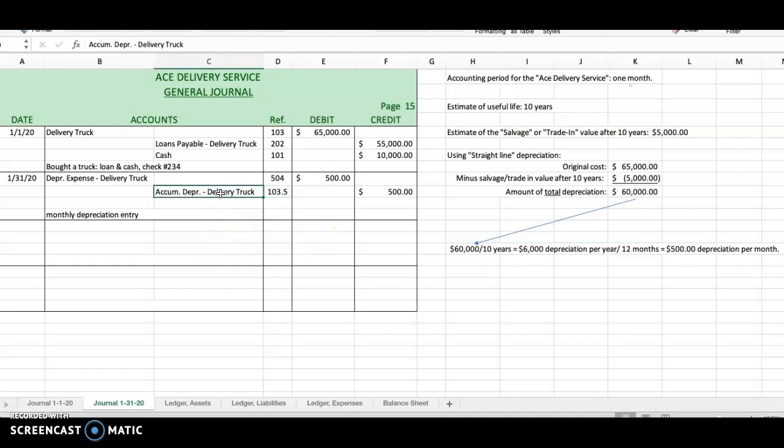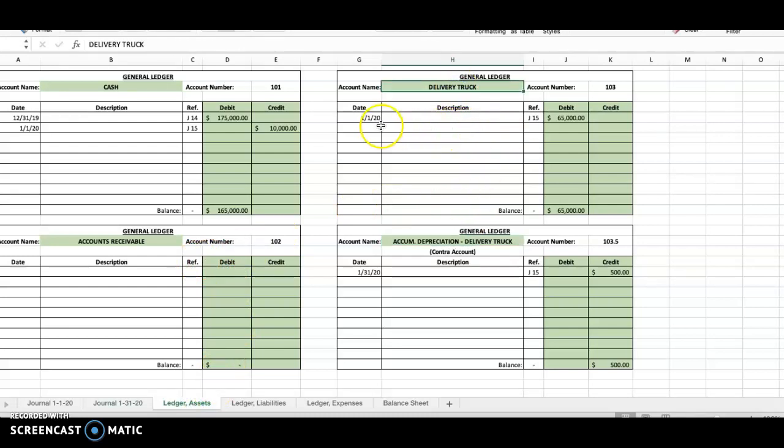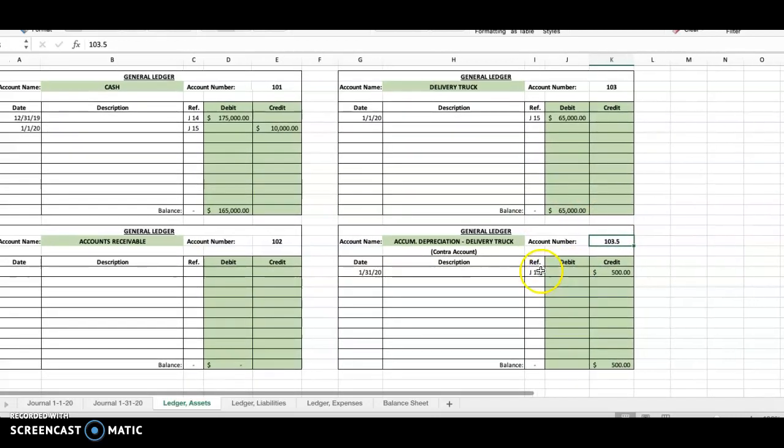This is found in the asset section, actually, of the ledger. If we go to the ledger and we find delivery truck, first of all, we see that when we bought the thing, we debited $65,000. That was the value. This is account 103. Right below it is this new account called accumulated depreciation for delivery truck, and its account number is 103.5. The two go together. If delivery truck happened to be 104 account number, this would be 104.5.